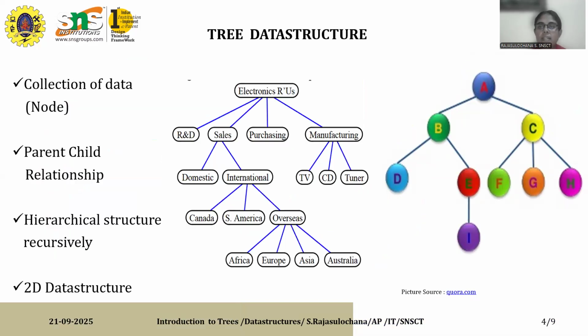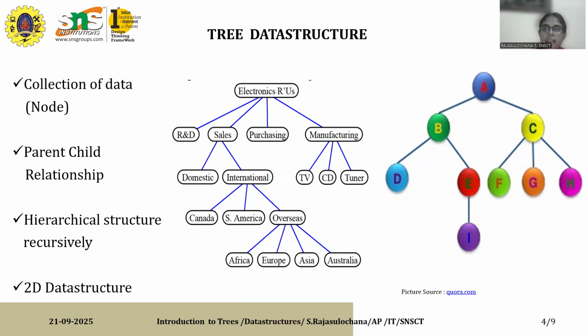Now we will discuss this tree data structure with an example. If you consider an electronics company, its subdivisions will have R&D, sales, purchase department, and manufacturing department. If you take the sales department alone, it has again two branches such as domestic sales and international sales. The manufacturing department manufactures CD, tuner, and TV. International sales are done to Canada, South America, and overseas. Overseas sales include Africa, Europe, Asia, and Australia. So this is a general representation of a tree data structure.